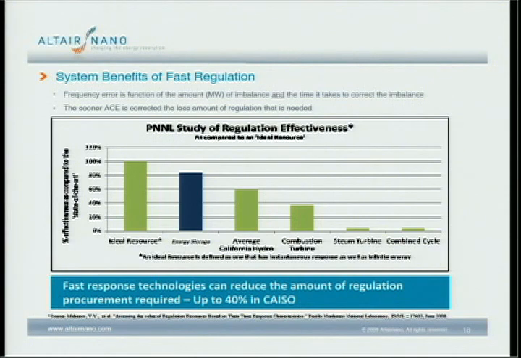In this case, they used a flywheel to do this regulation. They said, well, by gosh, this is actually over 80% as effective as the ideal resource. And they came to the conclusion that you could replace a lot of this other regulation with fast-acting energy storage, or what they use, actually the term they use now is limited energy storage resource, LESR. You'll see that term in various papers and filings. And what they said is you could actually reduce the amount of regulation required by up to 40% in CAISO.